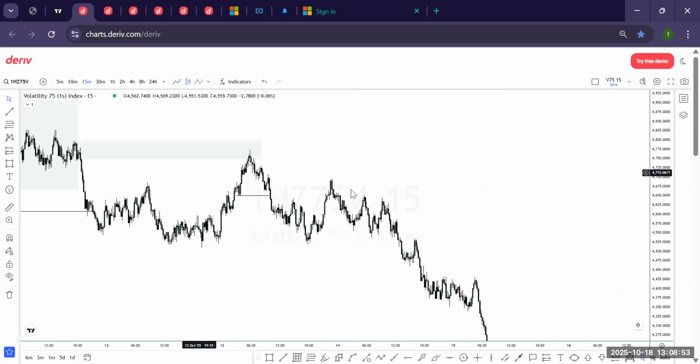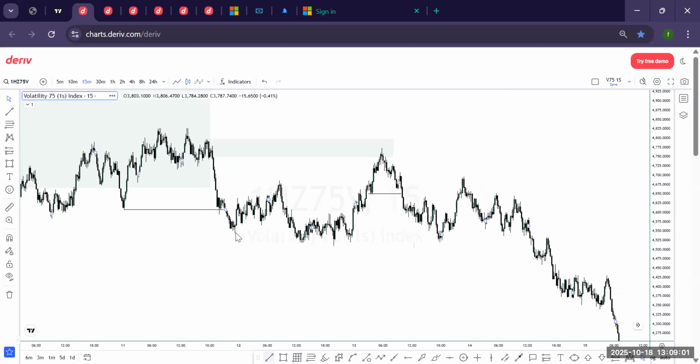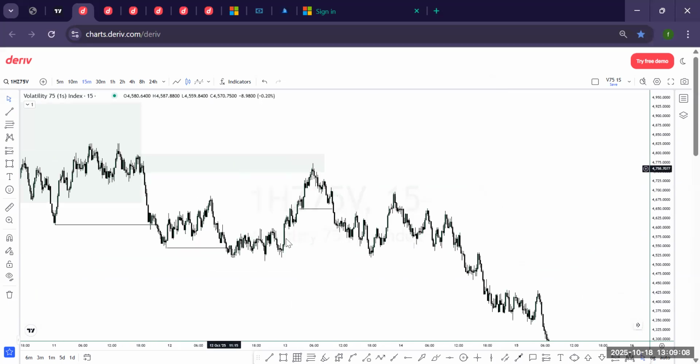You sell from here. This is a proper change of character because we have a break here already to confirm it. We have another break here again to confirm it's a change of character. This higher time frame POI is where you could have taken entry from.